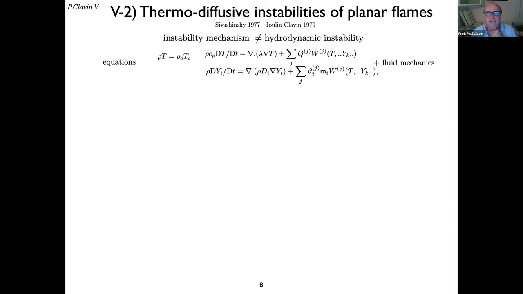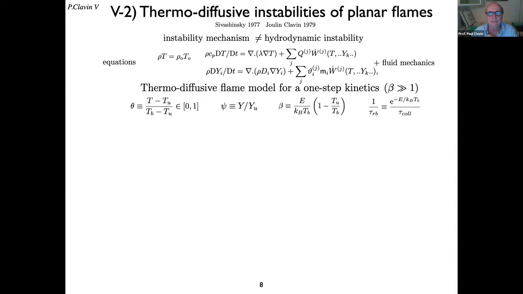The idea is that we are considering the basic equations of the flame dynamics in the quasi-isobaric approximation and introduce these reduced quantities: the reduced temperature going between zero in the fresh mixture and one in the burnt gas, the mass fraction psi of the limiting component going from one in the fresh mixture to zero on the burnt side, and the reduced activation energy, and this is the reaction rate, with a characteristic reaction time.